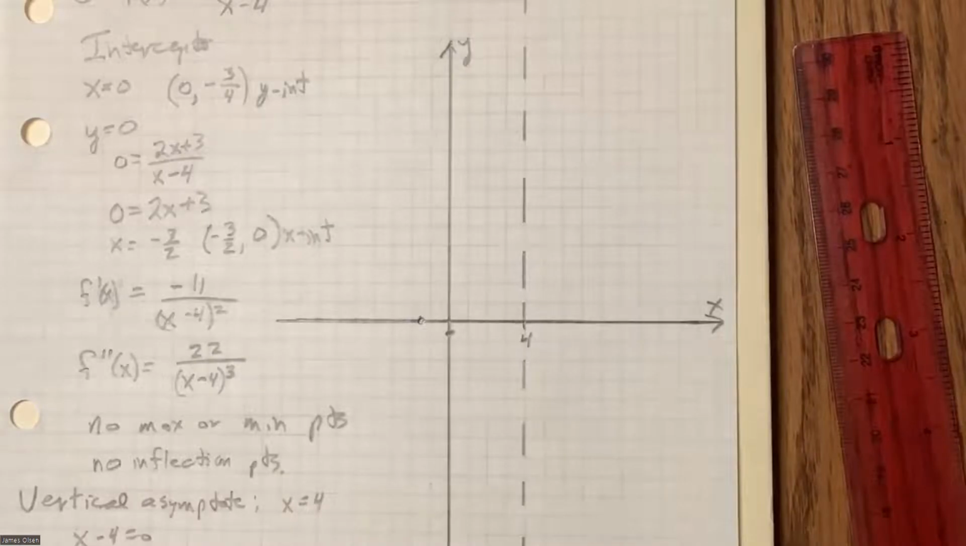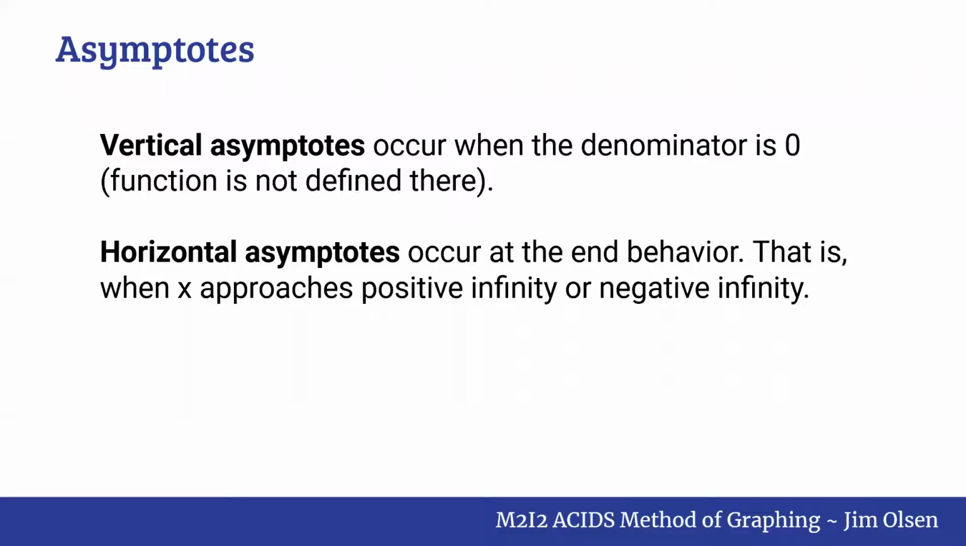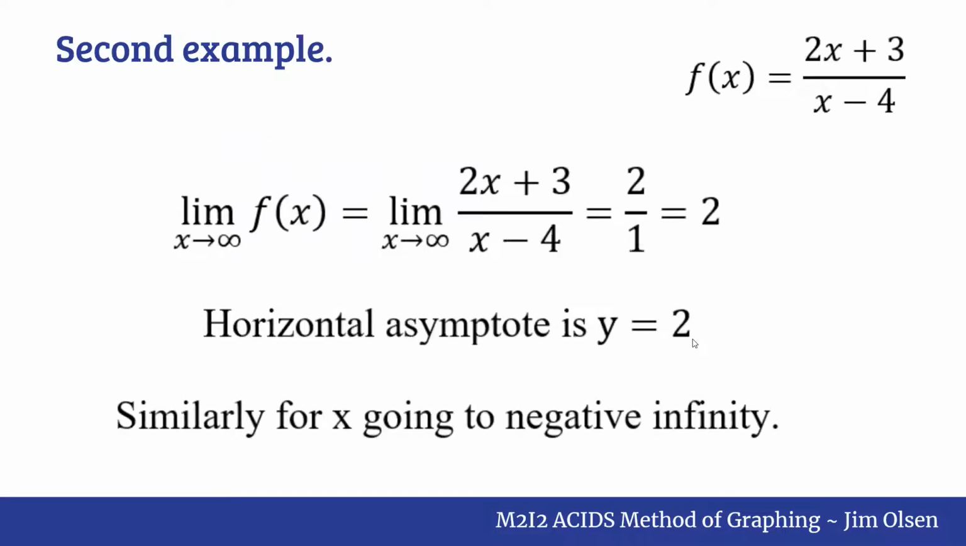There's the vertical asymptote. Now, what about the horizontal asymptote? For the horizontal asymptote, we're going to consider the end behavior. That is, we're going to take the limit as x goes to infinity. As x goes to infinity, this 2x term is going to be dominating in the numerator, and the x term is going to be dominating in the denominator.